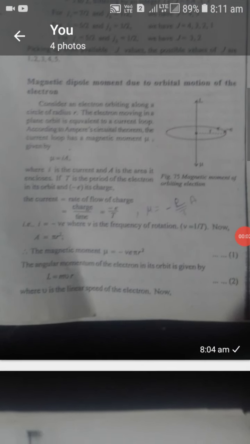Next we shall see the magnetic dipole moment due to the orbital motion of the electron. Consider an electron. See the diagram: the electron is revolving in a circular orbit of radius r. Therefore, this orbit is equivalent to a current loop. Then the magnetic dipole moment mu is equal to I into A, where I is the current and A is the area of the loop.